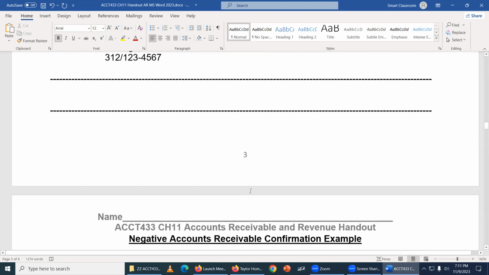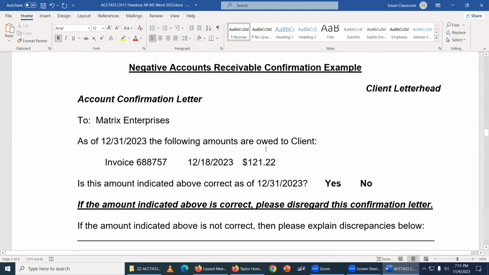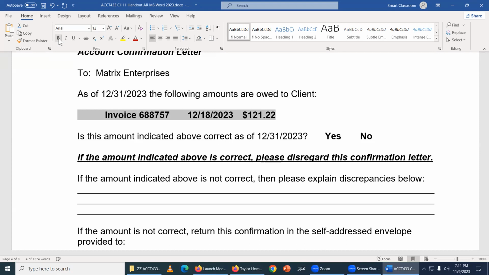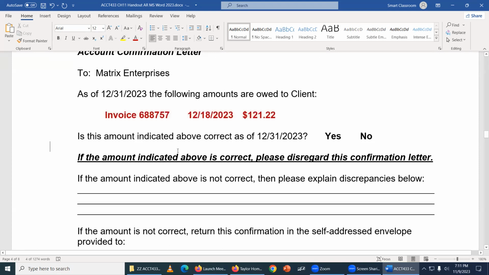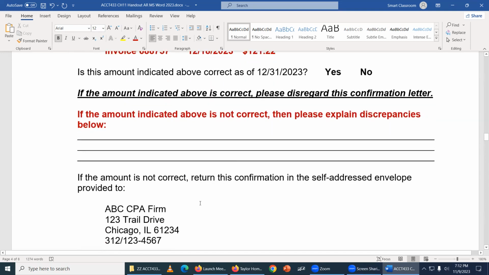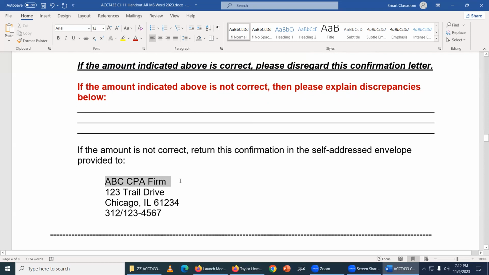A negative one, similar. You say, okay, here's the amount that you owe. Is the amount correct? Yes or no? If the amount indicated is correct, please disregard this confirmation letter. Okay, so if this is fine, then just leave it. If the amount is not correct, then you tell us what the discrepancy is below and return it to us. If the amount is not correct, return the confirmation to ABC.